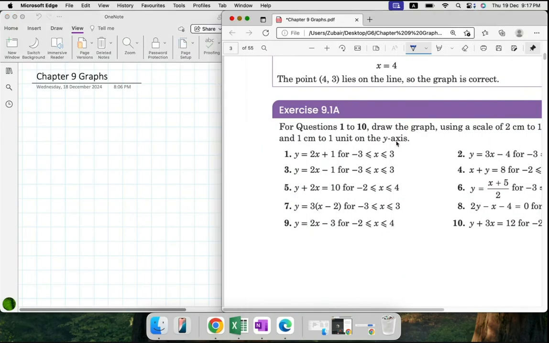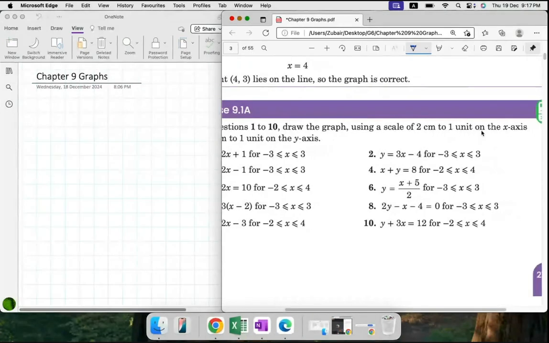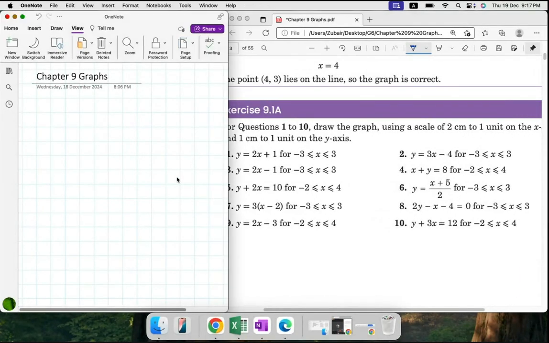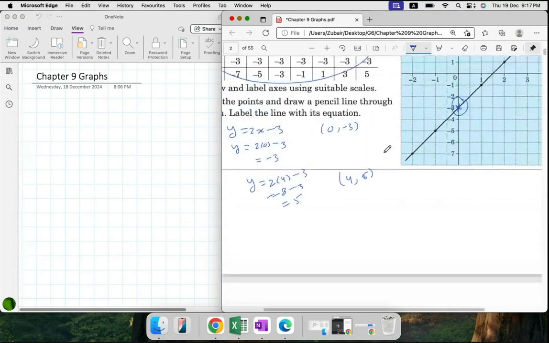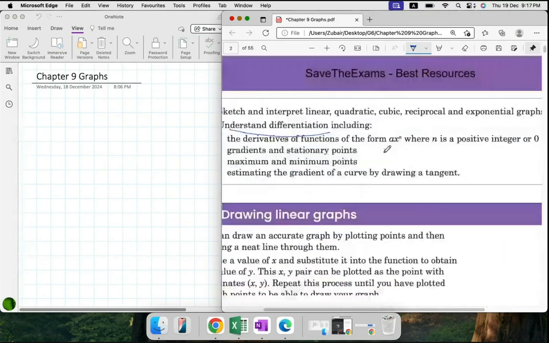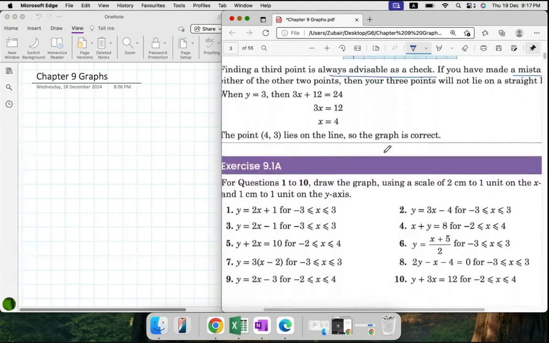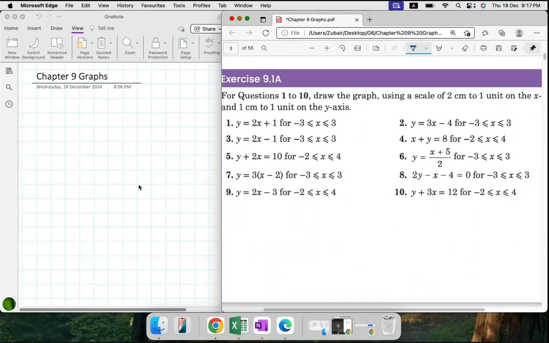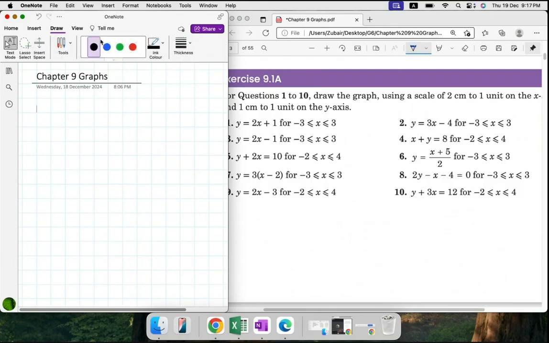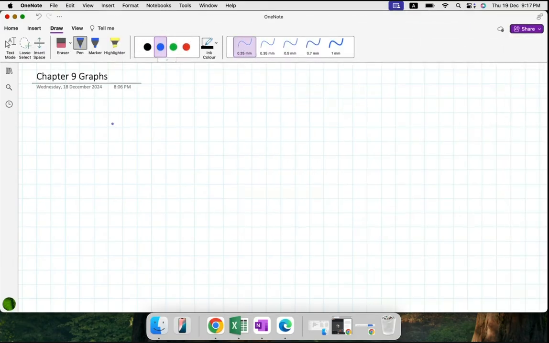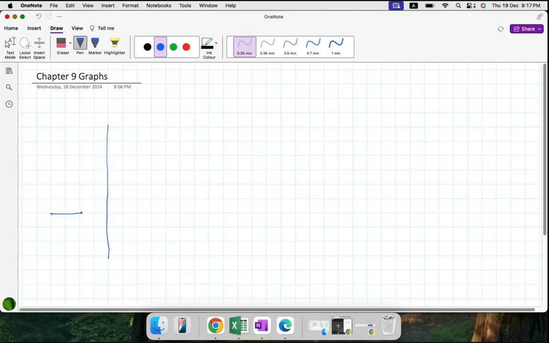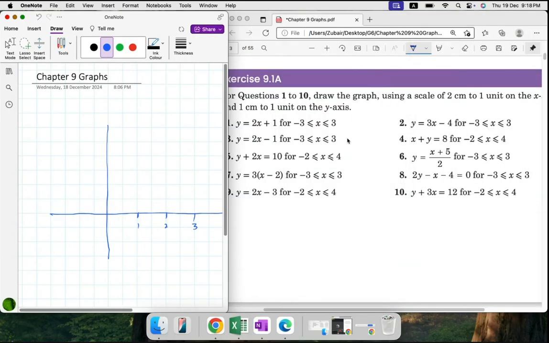So for questions 1 to 10, draw the graph using the scale of 2 centimeters to represent 1 unit on the x-axis. Basically, what you would see is, if we have this grid, the grid is not there, 2 centimeters, 1 unit on the x-axis. Let's say these boxes are 1 centimeter each, and 2 centimeters is 1 unit. So this is 1, this is 2, this is 3, and what extent we have to draw would be given in the question.